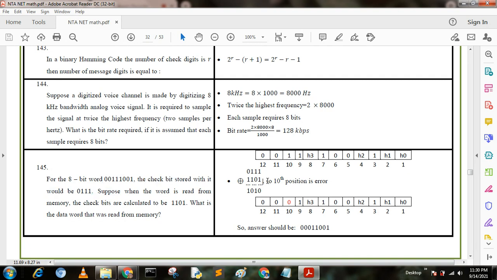And we get 0111 XOR 1101. Solving this value, we get 1010. Here the 10th position is in error, so our answer is 00011001.